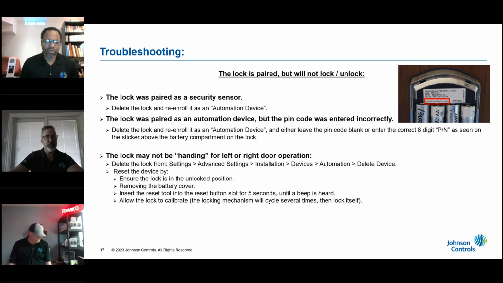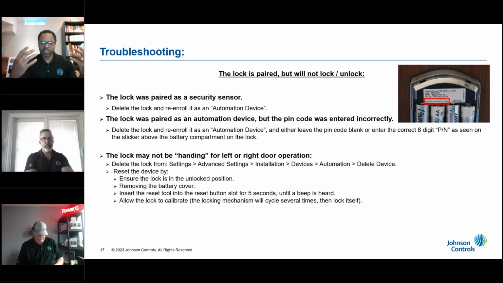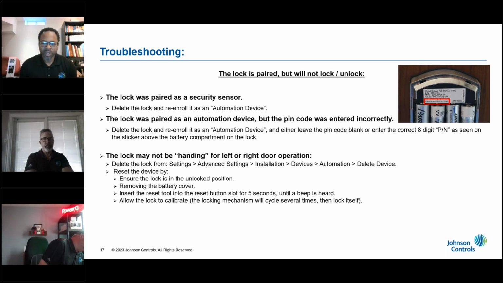So troubleshooting: if in one situation the lock was paired as a security sensor, pretty straightforward. Go into it, delete the lock, and enroll it into the automation device aspect. As you've seen earlier, with the 4.4 software you'll have an actual automation icon, and that's where you're going to enroll the devices. If the lock was paired as an automation device but the PIN code was entered incorrectly, it's very similar: delete the lock, enroll it as an automation device, leave the PIN code blank and enter the correct 8-digit code. And obviously you'll get back in there and be able to correct it.